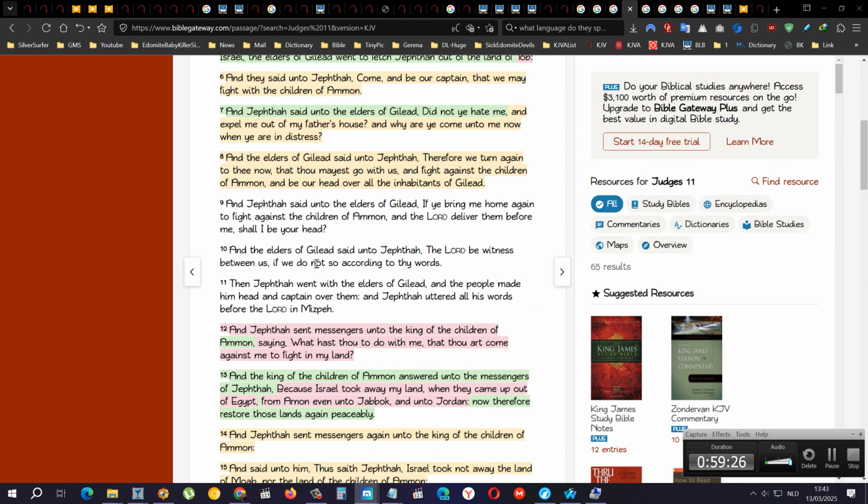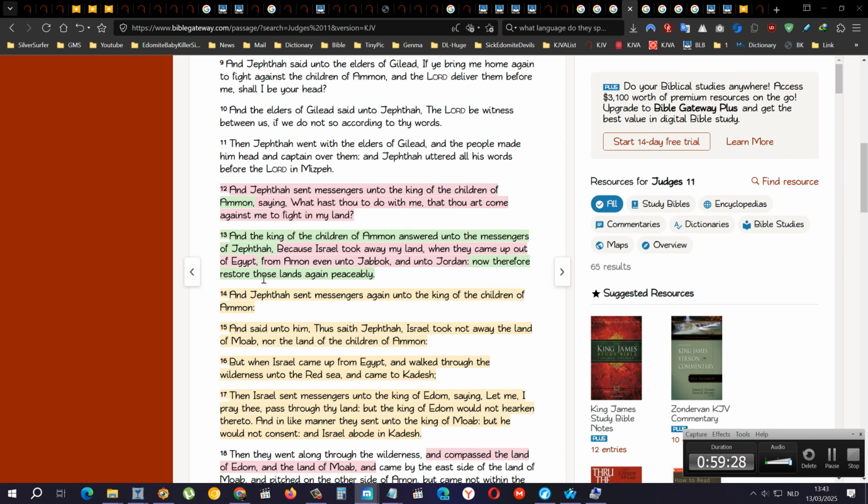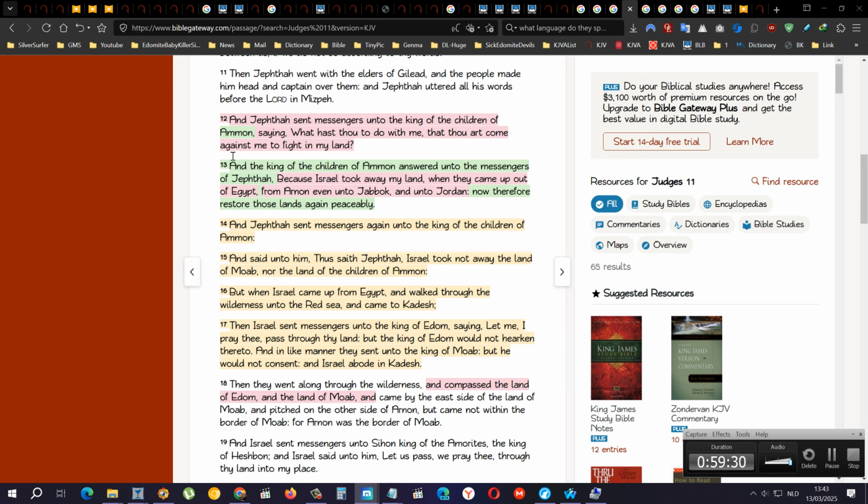So Judges 11:12. And Jephthah sent messengers unto the king of the children of Ammon, saying, what hast thou to do with me that thou art come against me to fight in my land, which is the land of what was it again? Manasseh? Yeah, if I'm correct, it was Manasseh.